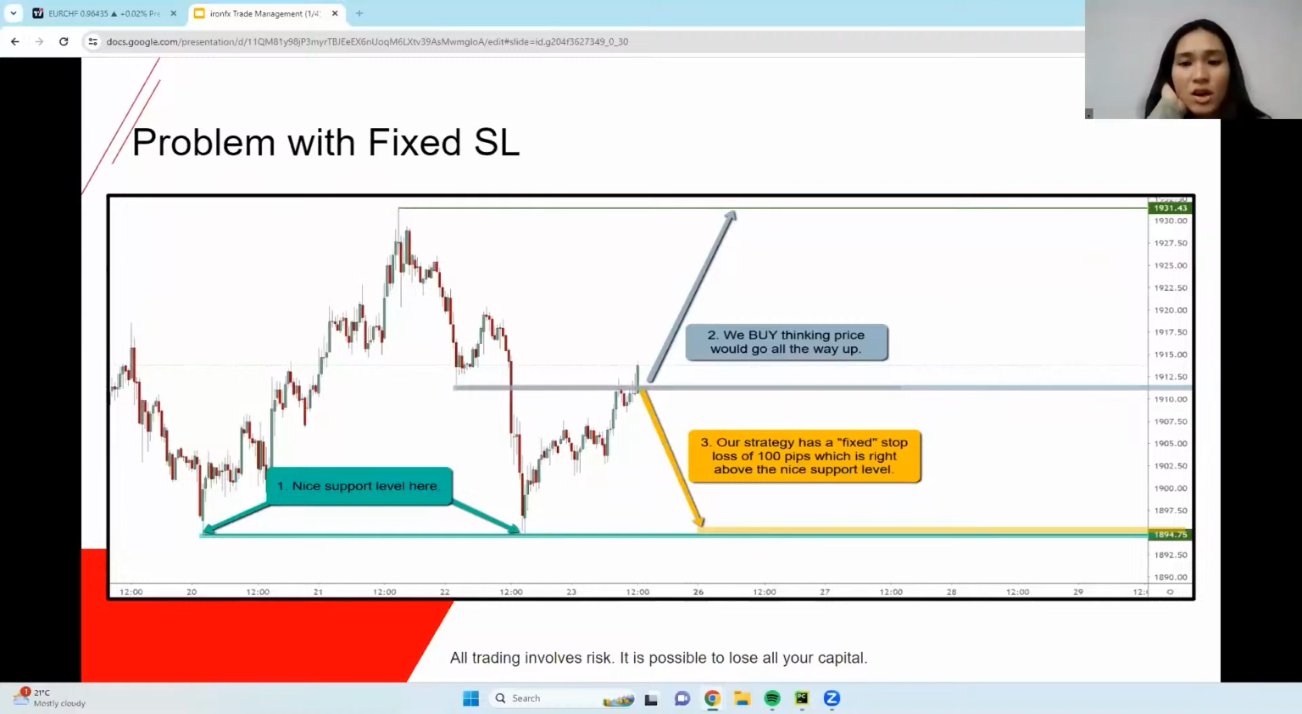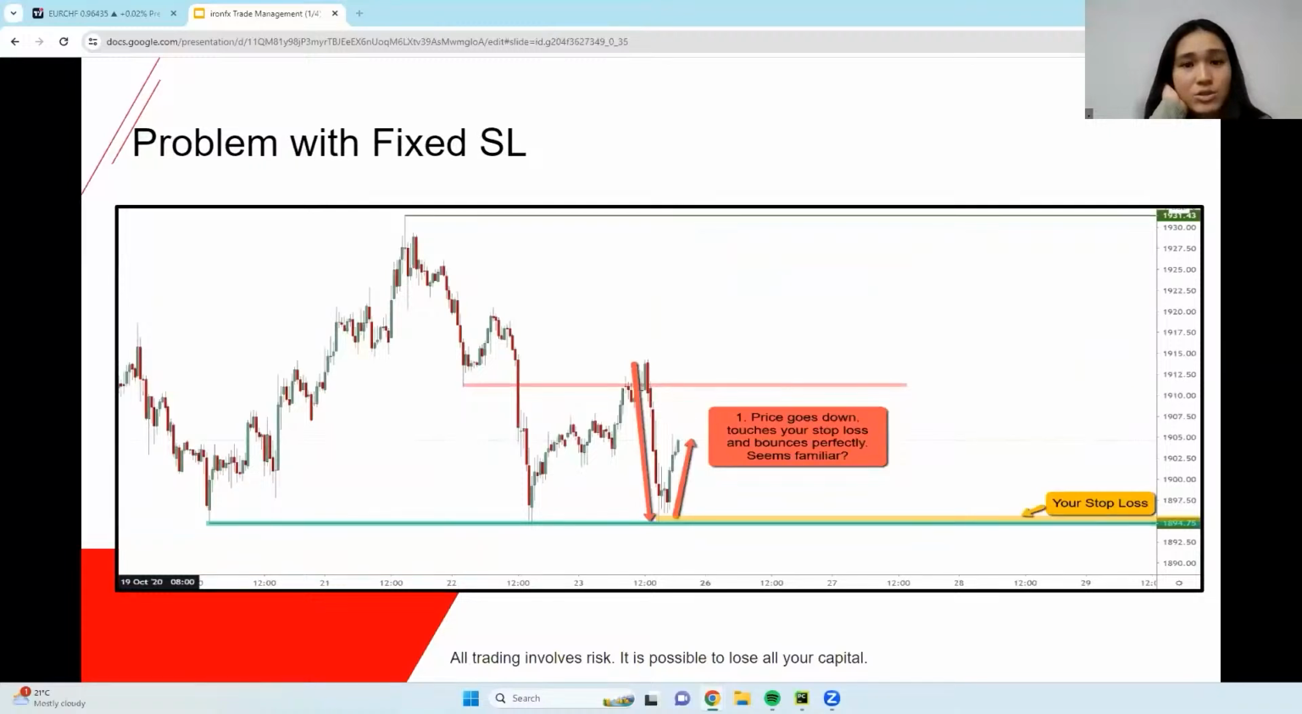Okay, so our stop loss of 100 pips is fixed at the 1894.75 level at the support level over here, this yellow highlighted area. And price goes down instead, touches the stop loss and perfectly bounces off from the support. So your stop loss is here.